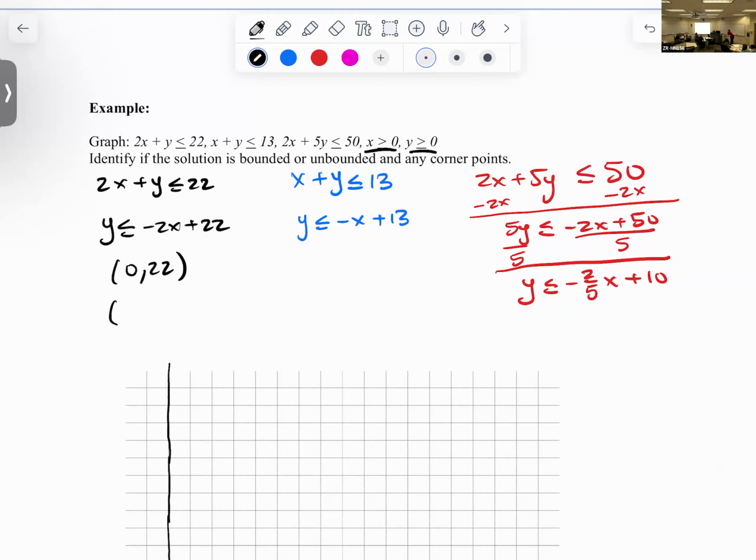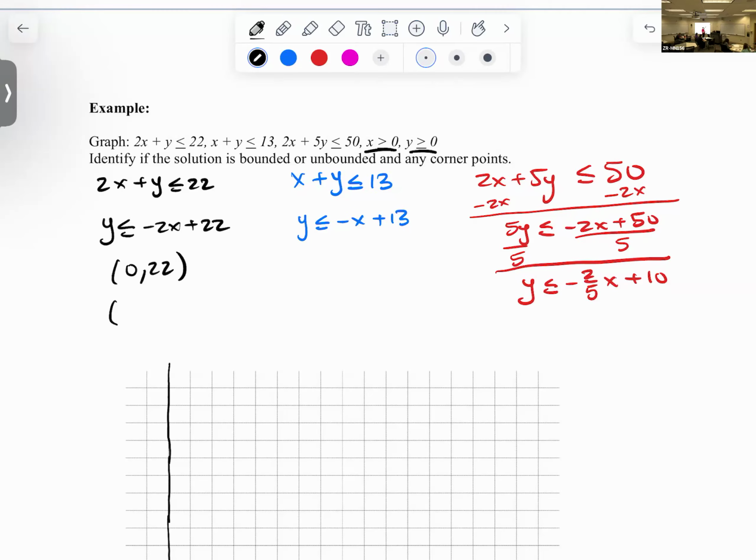Not the slope, the x-intercept. It has nothing to do with the inequality at this point. Just using the cover-up method with 2x, it's (11, 0). What's the y-intercept here? (0, 13). What's the x-intercept? (13, 0). What's the y-intercept? (0, 10). What's the x-intercept?